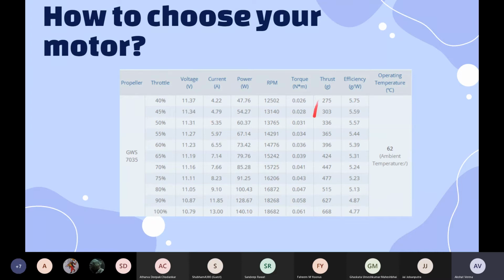Also, we need to look up the thrust which a motor can provide here. These are the different values of thrust. You can see at 40% throttle, this much amount of thrust this particular motor is providing, and this is for different amounts of throttle, so we get this much amount of thrust here. There's also one more thing, that is the thrust to weight ratio.